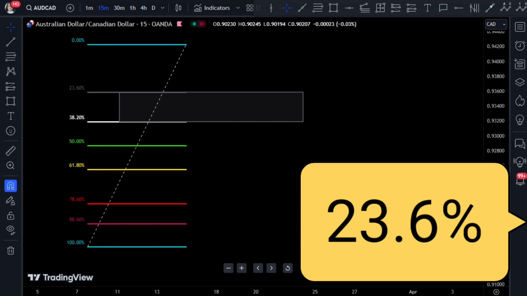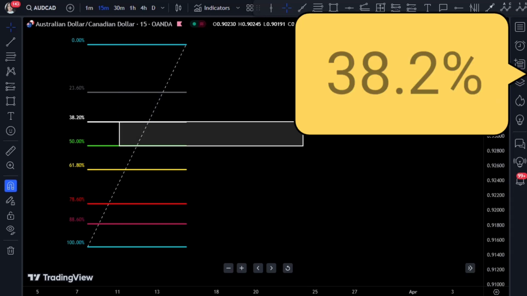Then we have the 23.6% zone. This fib zone is considered to be a shallow retracement, the shallowest retracement fib zone. While this zone can suggest a mild pullback in the trend, it's typically not indicative of a reversal. This is more of a continuation zone. Some traders view this fib zone as a potential area for continuation if the trend is strong. Some even view this fib zone as a potential area to add to an existing position or initiate a new trade entry in the direction of the trend.